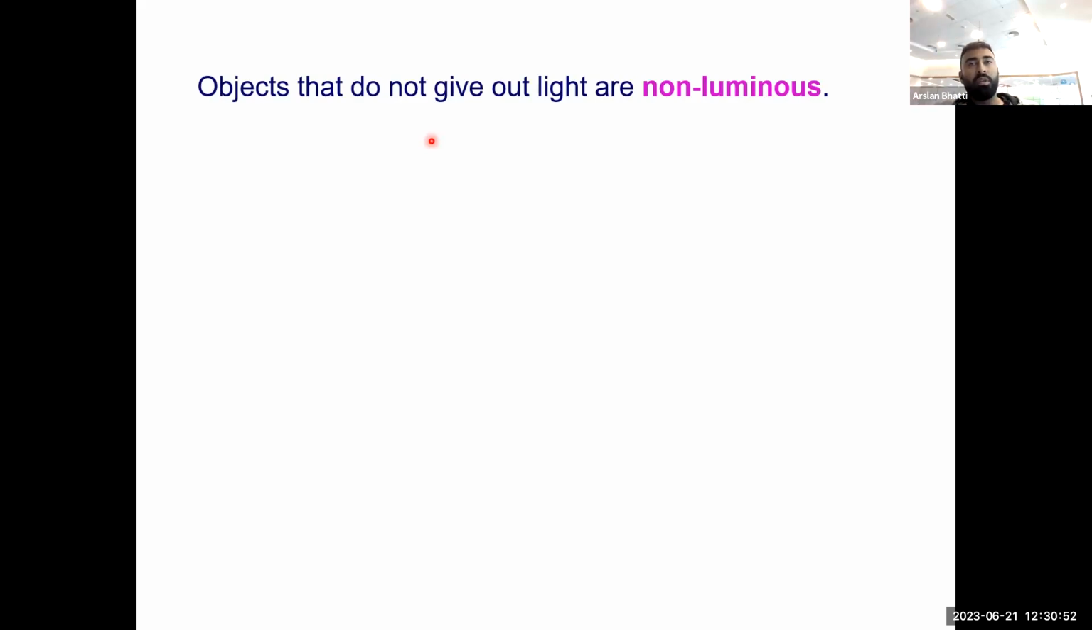Your interactive whiteboard in the front of the classroom, that is a luminous object. So light isn't necessarily reflecting off that, it's actually just giving out light. Similar to this laptop screen you're looking at now, it's giving off light, which is why you can see it.